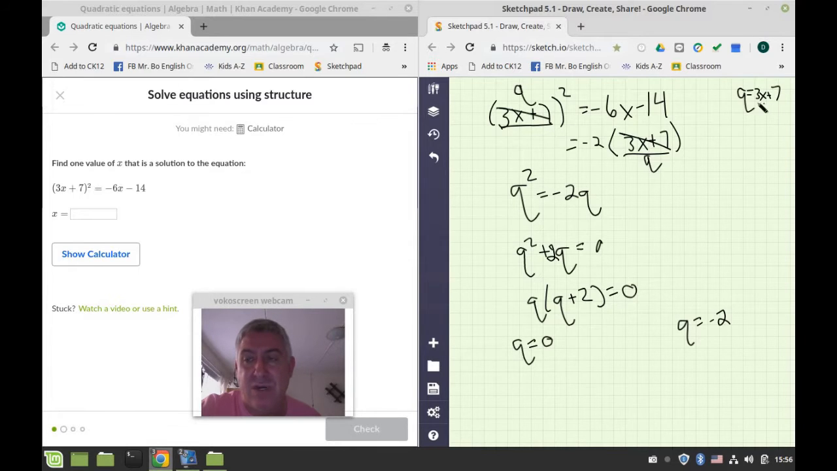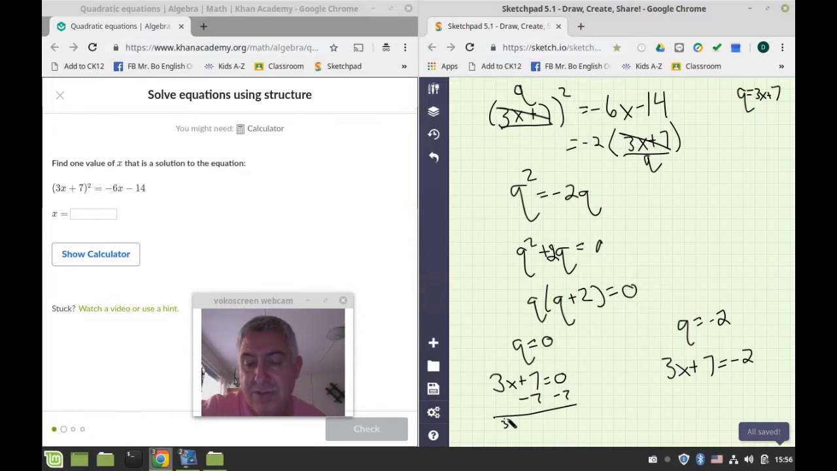But we're not done yet. We're going to substitute the x back in. So instead of q, I'm going to write 3x plus 7 is equal to 0, or 3x plus 7 is equal to negative 2. And I've got to subtract 7, and divide by 3.